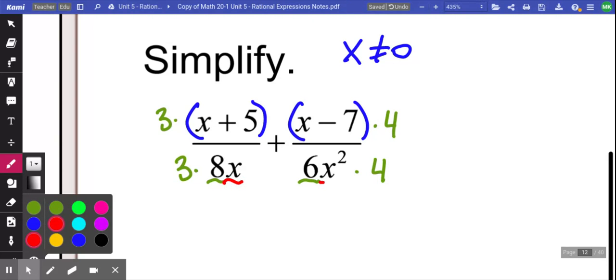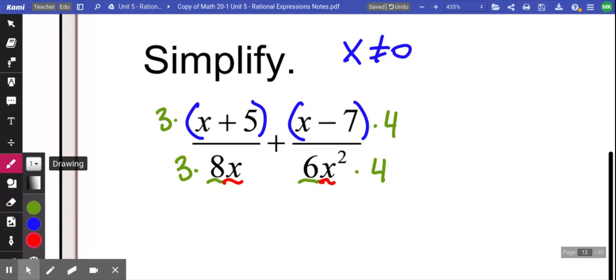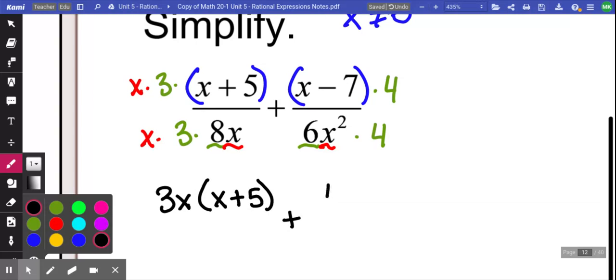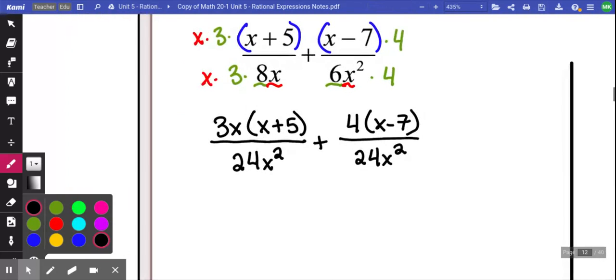I then look at the x's. This one's x squared. Multiply this guy by x, and that'll make both of them x squared. Multiply this one by x, and both will become x squared. This gives me 3x multiplied by x plus 5. This gives me 4x minus 7. And the denominators are 24x squared. Like that. Perfect. Our goal is to write this as one fraction.